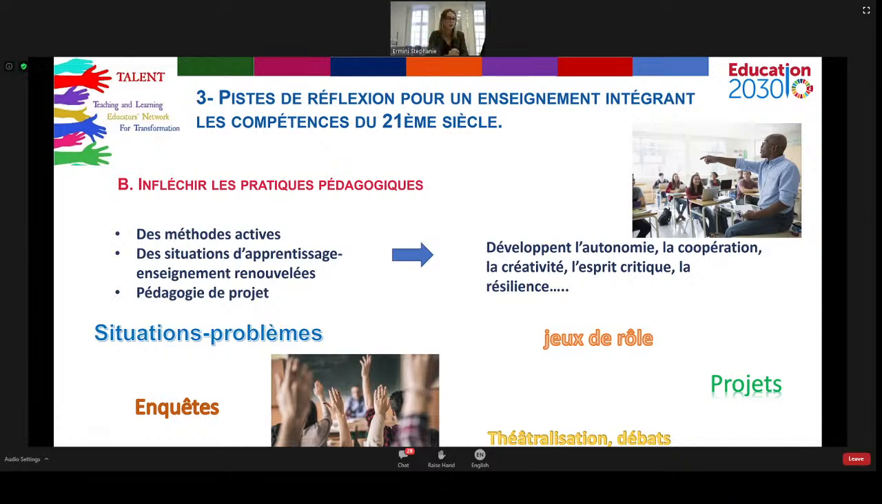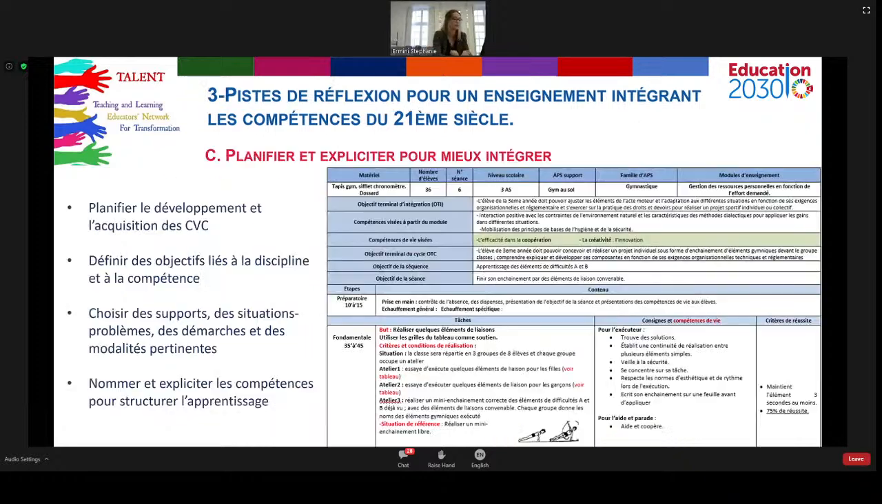The project pedagogy is also very important because it's very important to develop these competences, and this should allow the teacher to develop the different methods. Role-playing, investigations, etc., are things that can help the student become a player in his or her own learning and develop therefore the necessary competences.